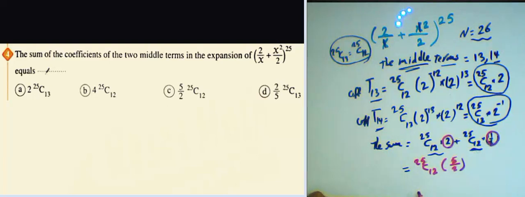So we must change here or choose what? Look at here, 5 over 2 outside here, 25 combination 12. Yes, this is the result. Or you can change 12 to be 13, then if the teacher changes the result, it will be equality. Okay, so we must choose letter C about question number 4.